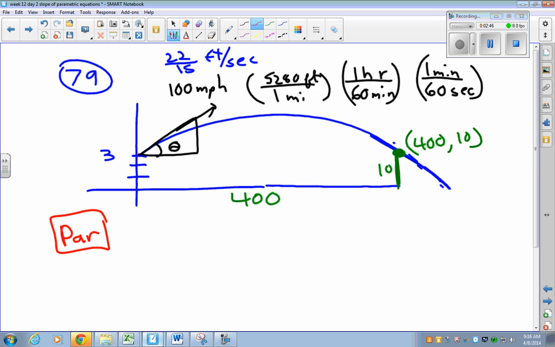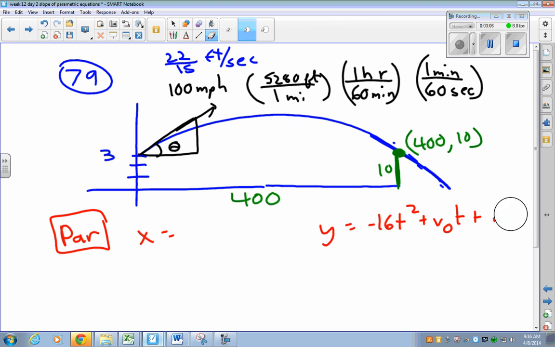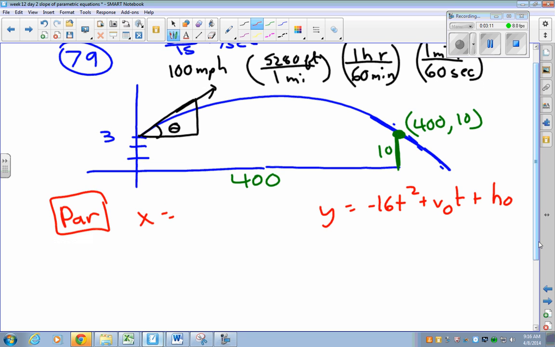Okay, so there's an x equals and a y equals. The y equals is the one you've spent more time with, and that is negative 16t squared plus v naught t plus h naught. Okay. Now, a lot comes from this triangle, and this portion there is the only part that is the vertical y.